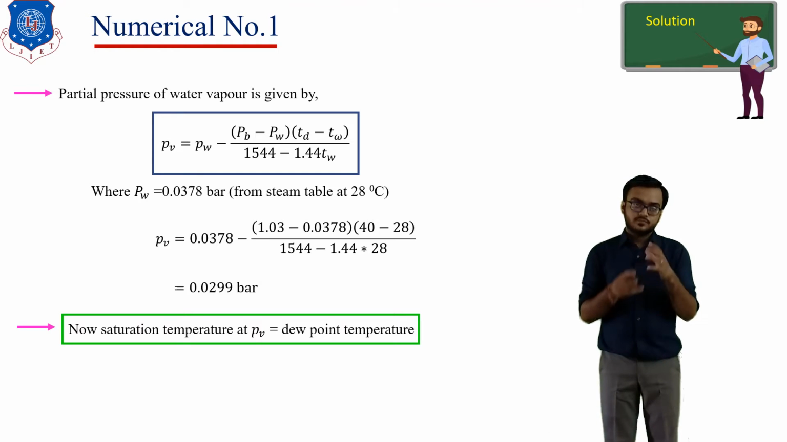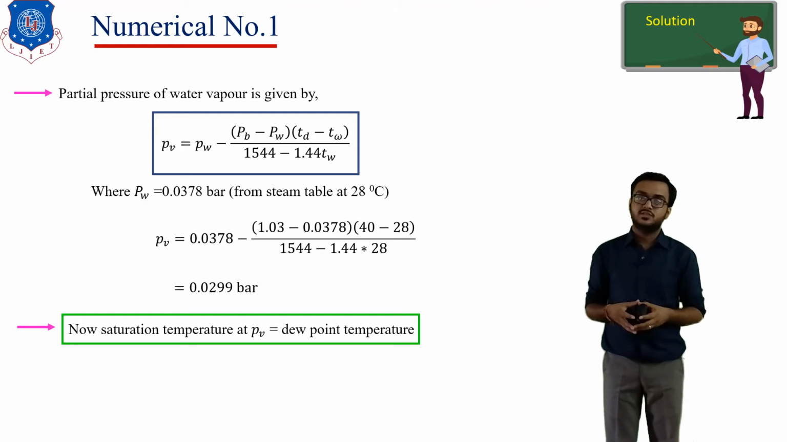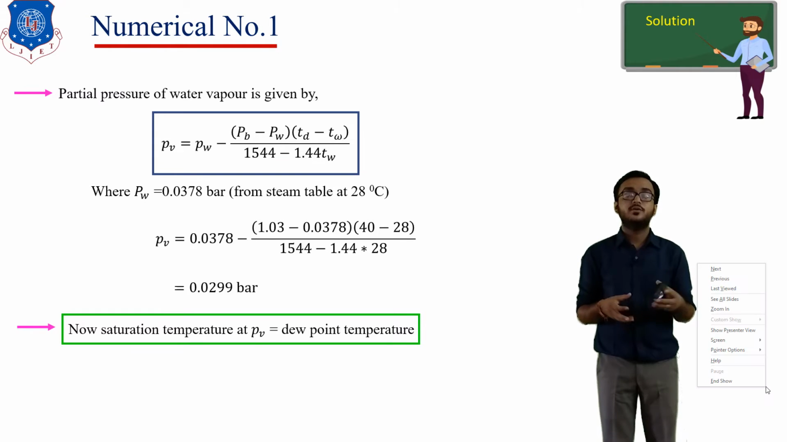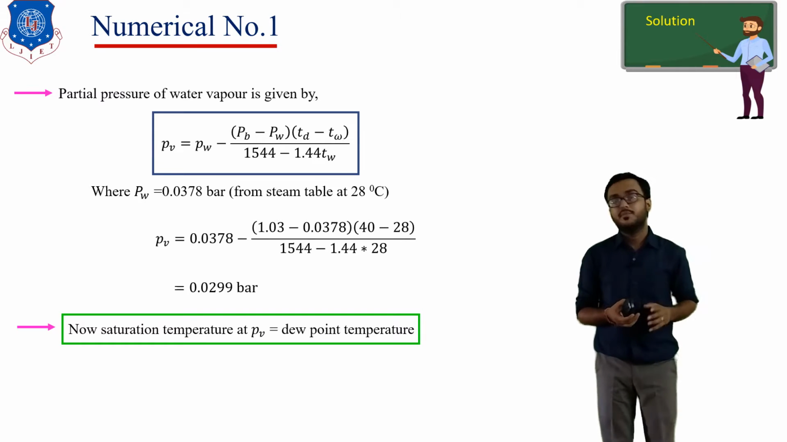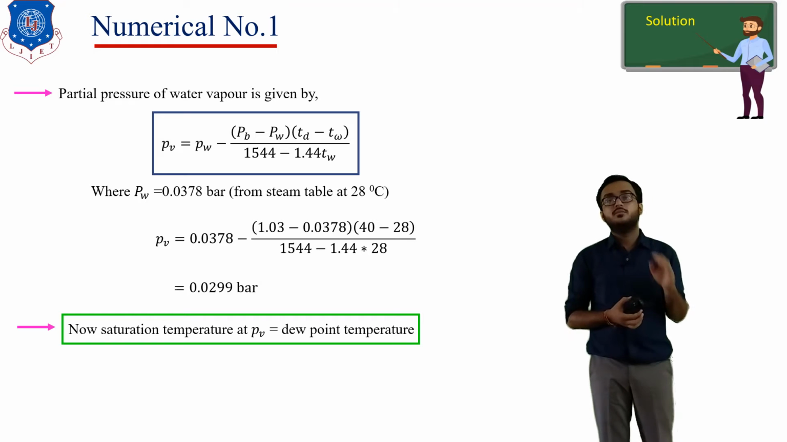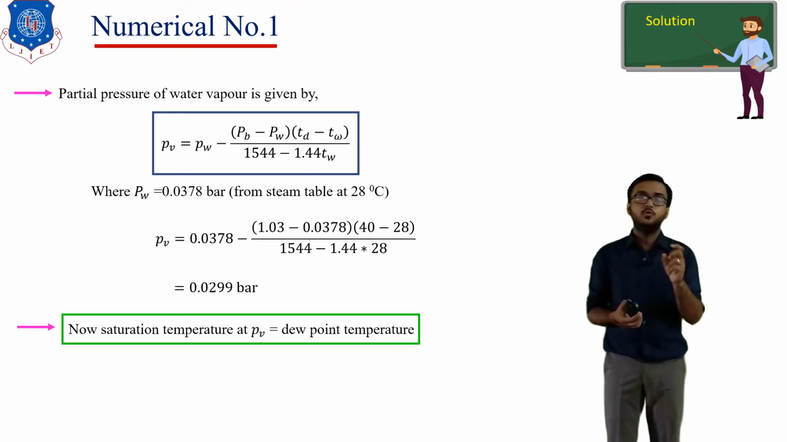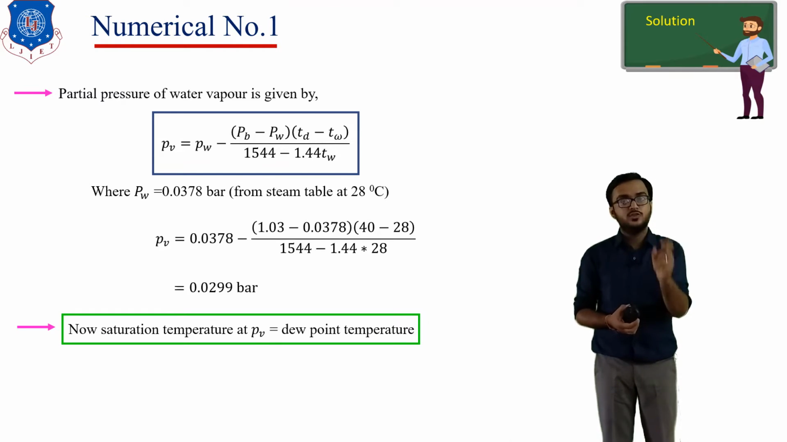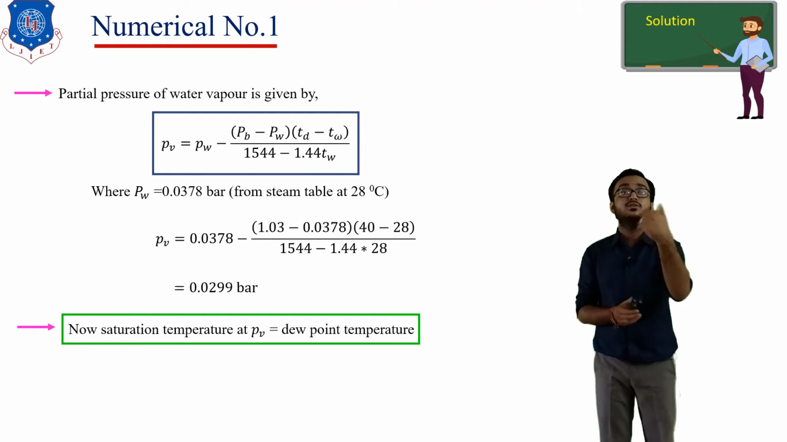Then, in the data, the examiner mentioned that we need to find the dew point temperature. You can say dew point temperature is the saturation temperature corresponding to the vapor pressure. So again you need to observe the steam table. In the steam table, you need to find the value of Pv, that is 0.0299 bar. Just find this value, 0.0299 bar, and observe the saturation temperature corresponding to this pressure.